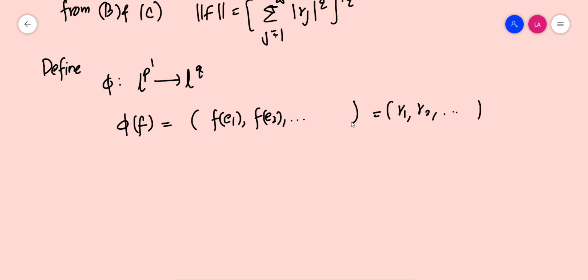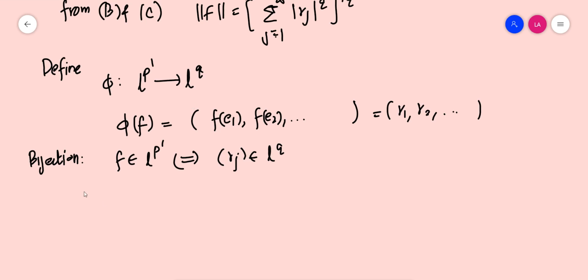And this is actually a bijection, because we have already proved that corresponding to every f element in LP dash, there exists a unique sequence gamma j belongs to LQ. So this is a one-to-one correspondence from LP dash onto LQ, and this is also linear, which we have also done in the previous L infinity case.